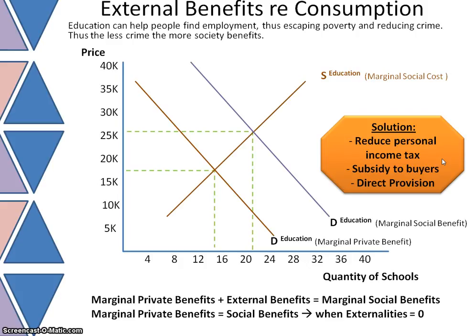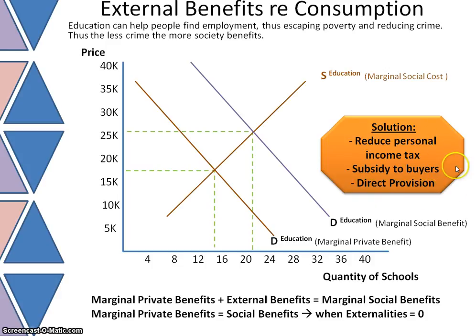Alternatively, another solution would be to provide a subsidy to buyers. All right, if a subsidy is provided, it means that the buyers could have additional income to directly acquire tertiary education, and also via direct provision, which is that the state can begin providing tertiary education either at a reduced cost or no cost at all.